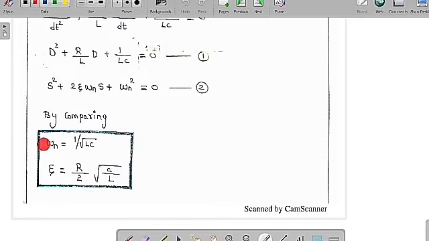See, this is a very important concept. So for a series RLC circuit, always the natural frequency is equal to 1 by under root LC, whereas zeta is equal to R by 2 into under root C by L. It's a very important formula. A lot of questions are asked on this concept, so I recommend you to remember this formula, which is omega n is equal to 1 by under root LC, whereas zeta is equal to R by 2 into under root C by L.